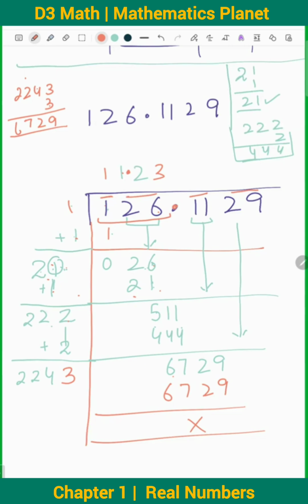Got it? If you do it with the prime factorization, even then you will get the same answer. It is 11.23. So children, if you have any confusion in this question, just ask me because I'm going to do one question of each type.